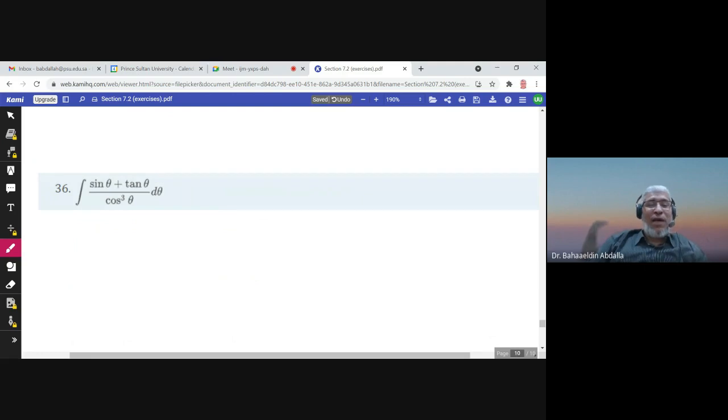Wow, sine plus tan over cosine cube. What to do? Let me always do it like this. Sine theta over cosine cube theta, and then see what would happen. And this is tan theta. Let me write it like this, over cosine cube theta d theta. All right.